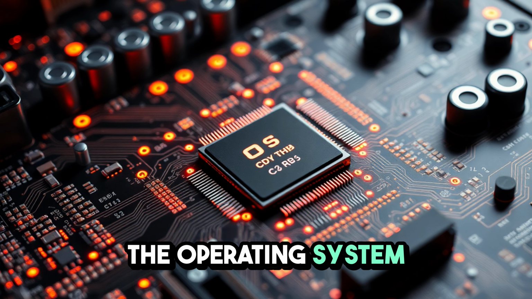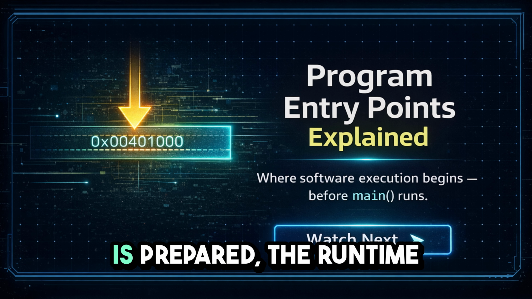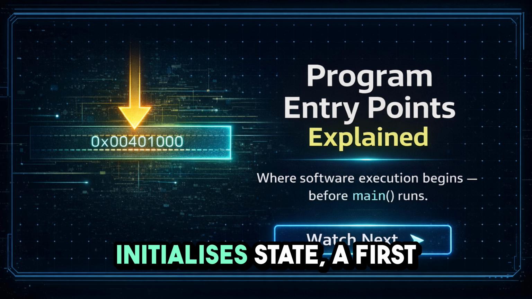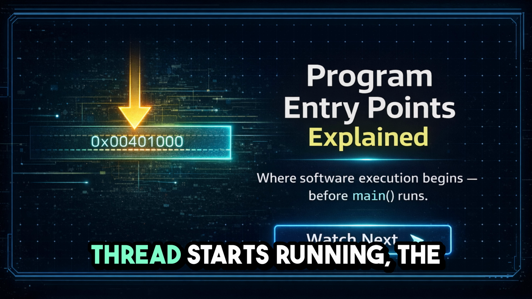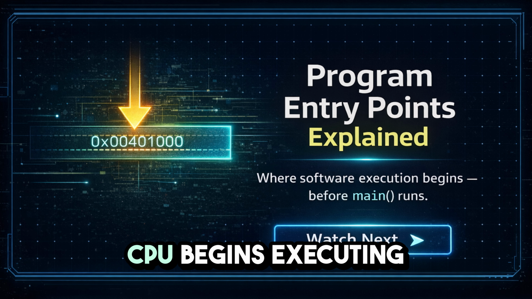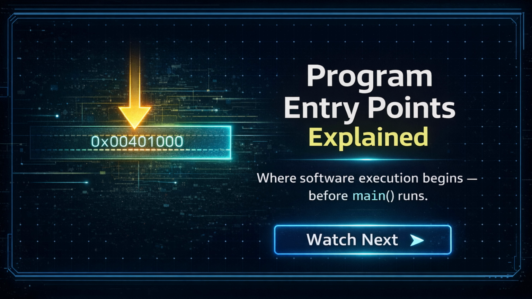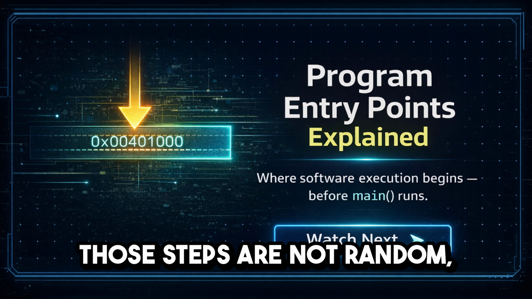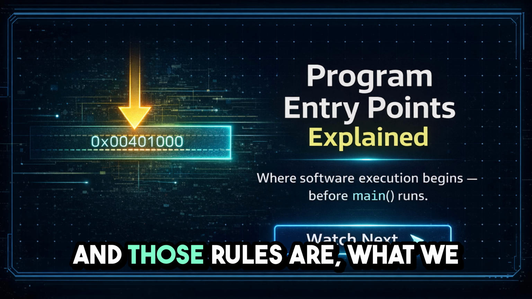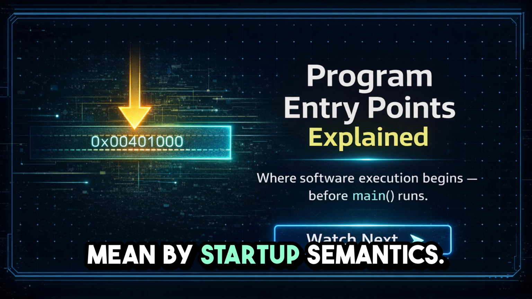The operating system creates a process. Memory is prepared. The runtime initializes state. A first thread starts running. The CPU begins executing instructions from a defined address. Those steps are not random. They follow rules. And those rules are what we mean by startup semantics.